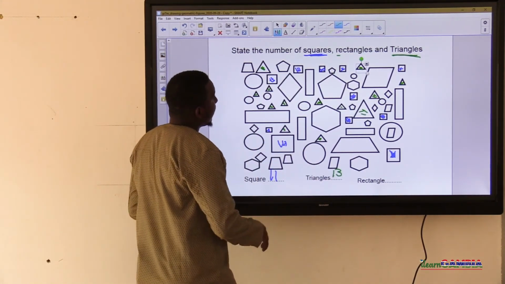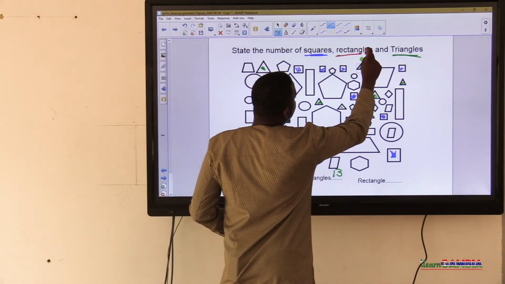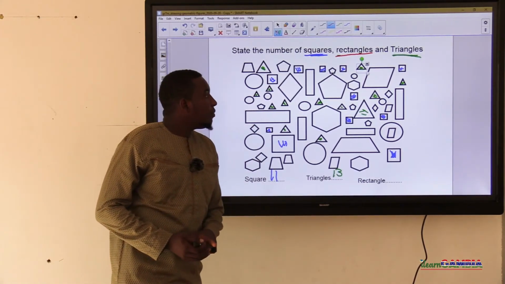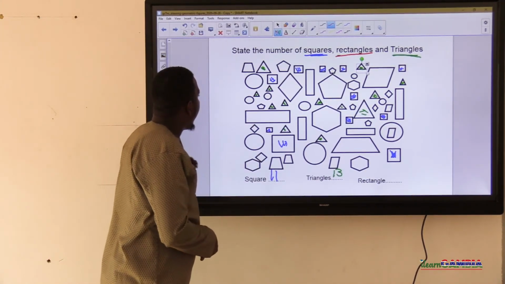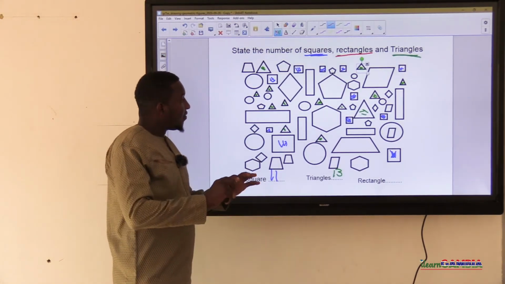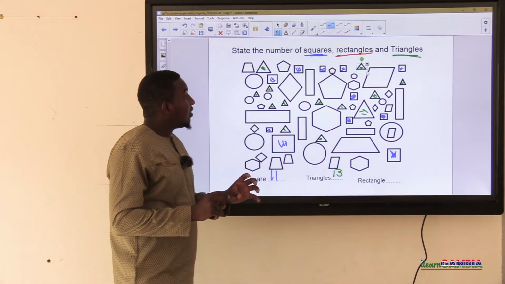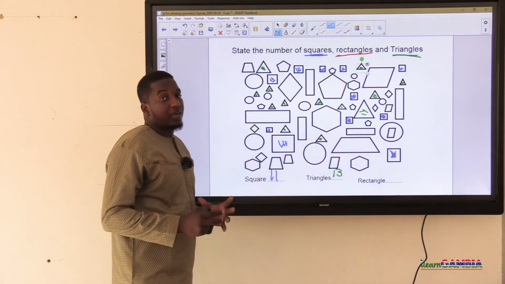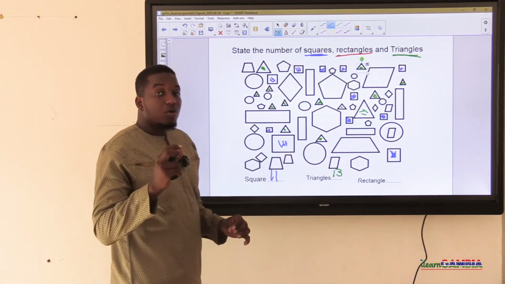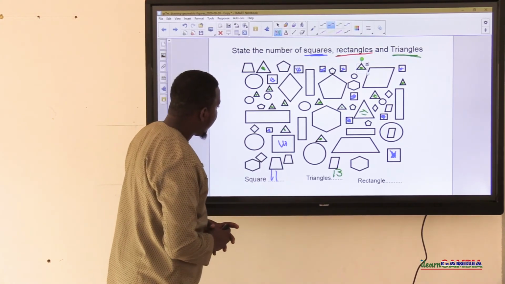How many rectangles do we have? So we are going to tick those ones in red. Rectangles, we said they are plane shapes that have 4 sides. The opposite sides are equal and they are also parallel. So let's look at the rectangles and see how many rectangles we have.